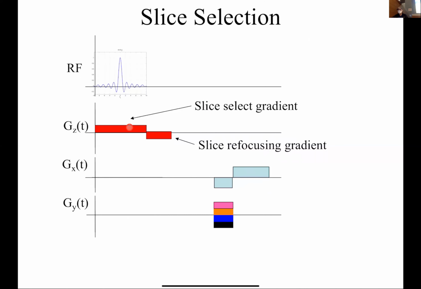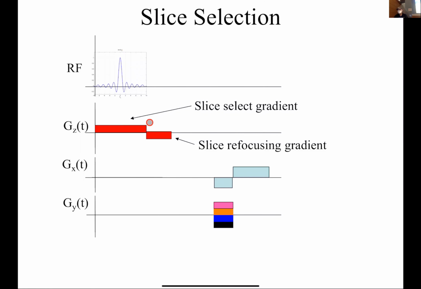This slice select gradient is what we talked about. And this is the RF pulse, the sinc pulse. And so we play the RF sinc pulse out in the presence of the slice select gradient. It turns out though, if you just stopped here, you're not done yet. Here you have selected the slice, but all the spins are out of phase. So you've tipped them all, but they're at different orientations. So what this gradient is doing is called the slice refocusing gradient. That gradient then gets them all back in phase.